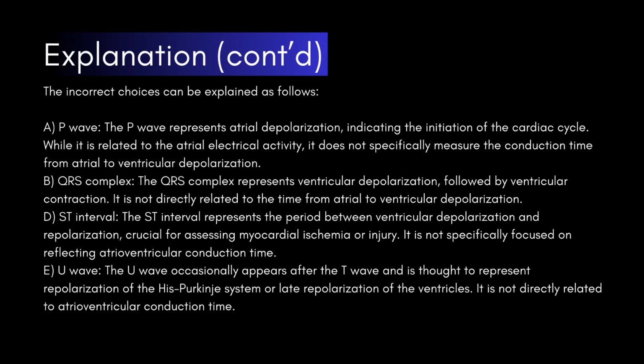P wave. As always, the P wave represents atrial depolarization, as we discussed earlier, indicating the initiation of the cardiac cycle. While it is related to the atrial electrical activity, it does not specifically measure the conduction time from atrial to ventricular depolarization. QRS complex. The QRS complex represents ventricular depolarization followed by ventricular contraction.